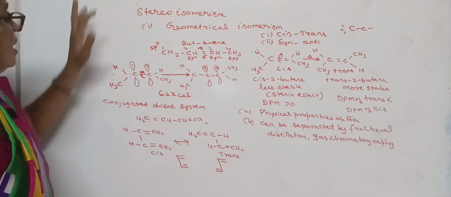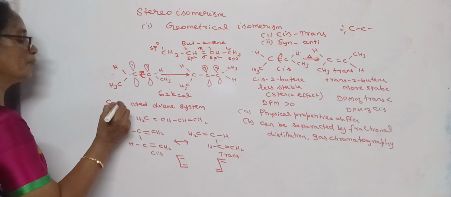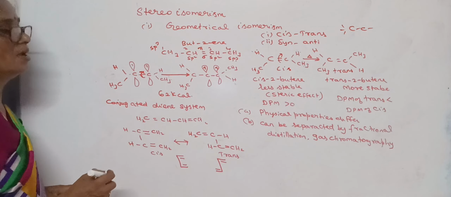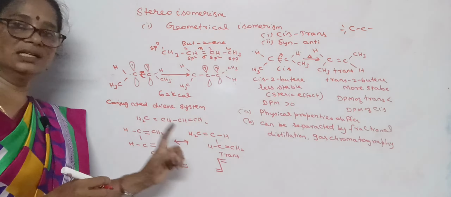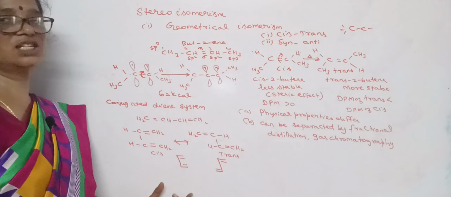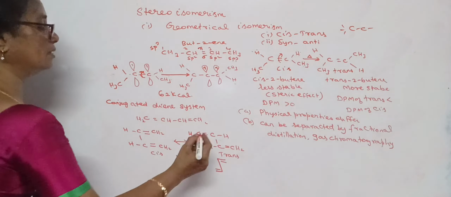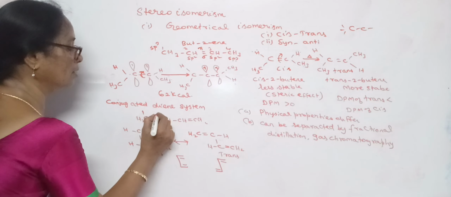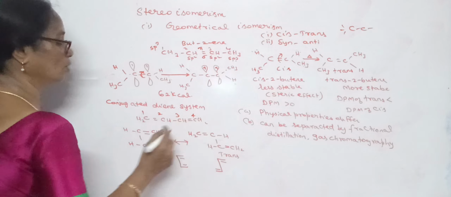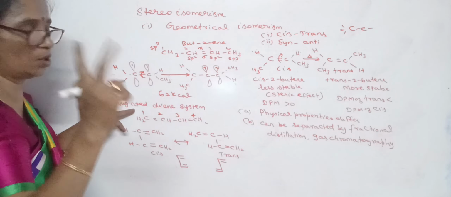This stereoisomerism is extended to the conjugated diene system. What is called conjugated, you know? Conjugation means a single bond and a double bond in alternate positions. That is said to be a conjugated system. See, this is called 1,3 butadiene: 1, 2, 3, 4. The first position and third position have a double bond, and there are 2 double bonds.